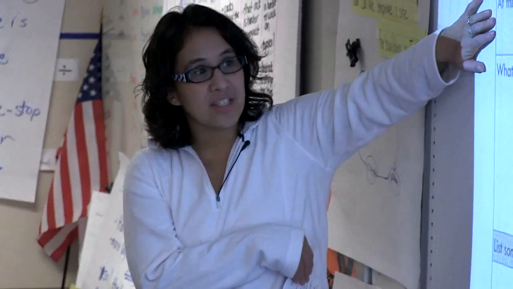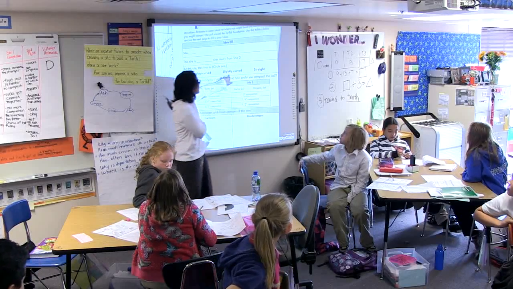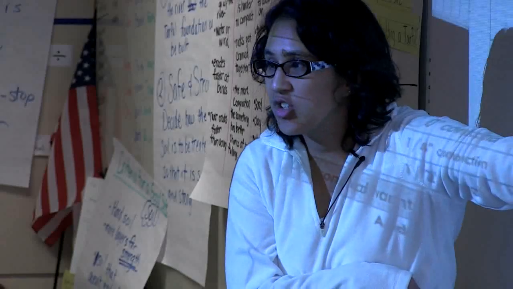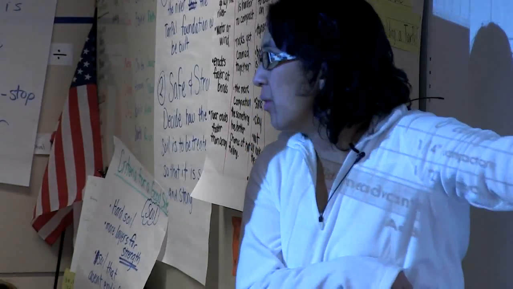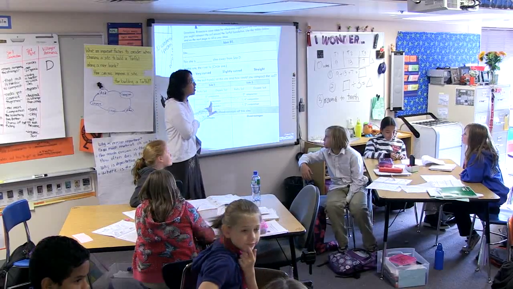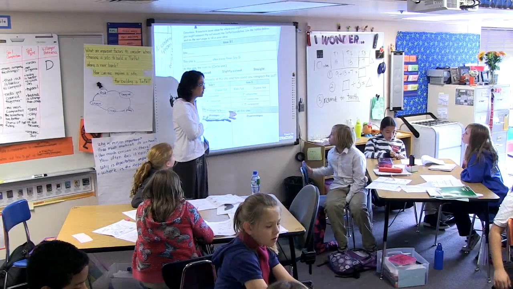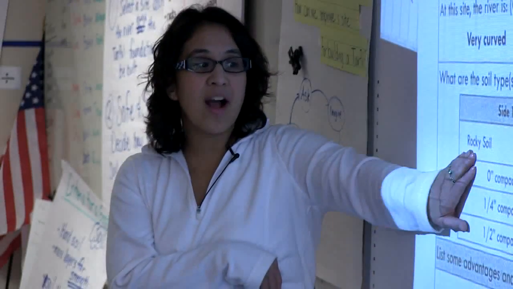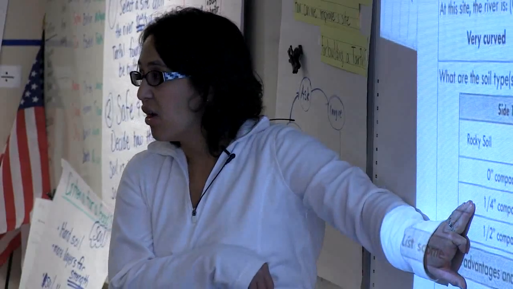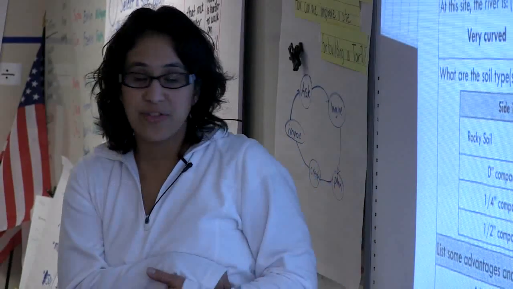At this site, is it very curved, slightly curved, or straight? What types of soil are there? There's two sides to your TarPul, one on one side of the river, one on the other side. You need to decide which kind of soil you have and what you want to do to it. If you have a rocky soil, do you want to leave it at 0 compaction? Do you want to compact it 1/4 of an inch or 1/2 an inch?